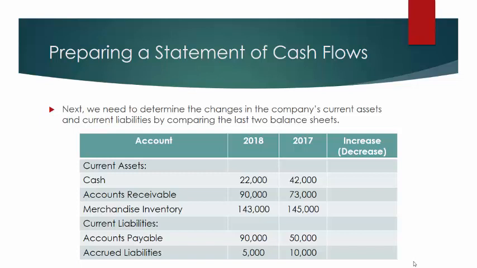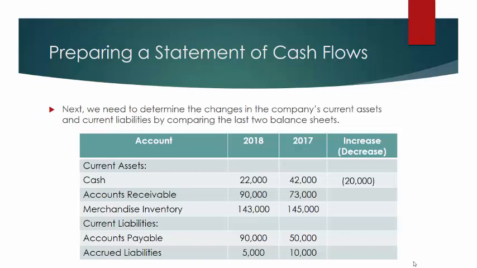So in this case, ShopMart had $42,000 worth of cash at the end of 2017, and they had $22,000 worth of cash at the end of 2018. So the balance of their cash account, or the amount of money in their bank account, decreased by $20,000 during the period. And here is the joy of a statement of cash flows. That number right there is our answer.